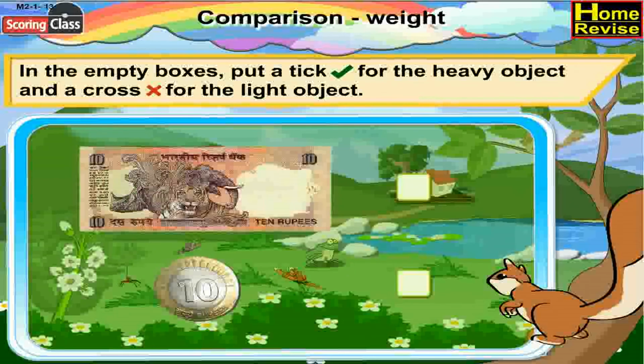Now in second picture, we have a 10 rupees note and a coin. Well, note is made of paper, so it has to be, you're right, light. So put a cross for the note. And coin is made of metal, so it is heavy. Put a tick for the coin.